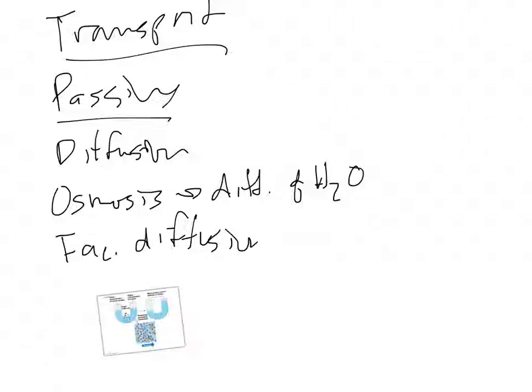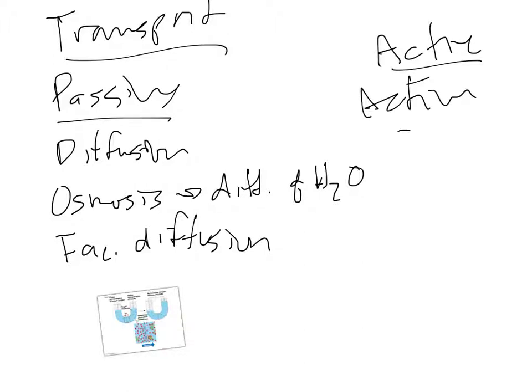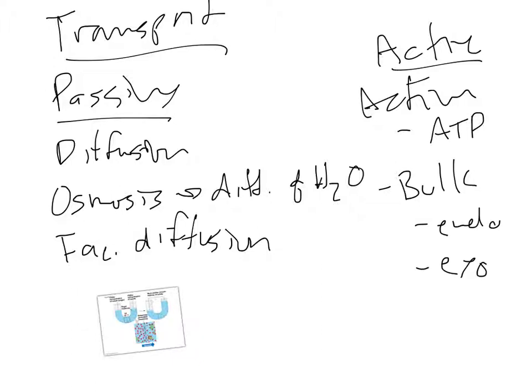Facilitated diffusion is diffusion from high concentration to low concentration, but with the assistance of a protein. Okay? And then active processes, we have active transport. Again, protein involved, but it requires ATP. And then we have bulk transport, which is endo and exocytosis. Those are the transport processes that cells do.